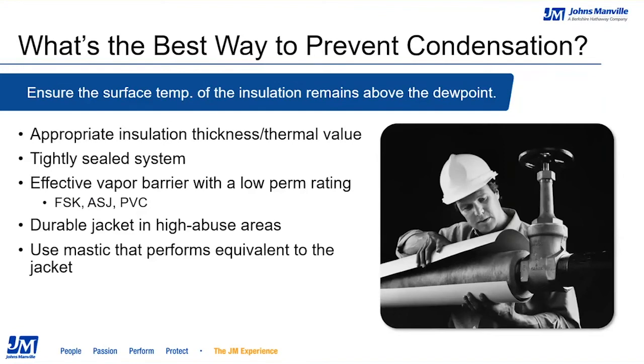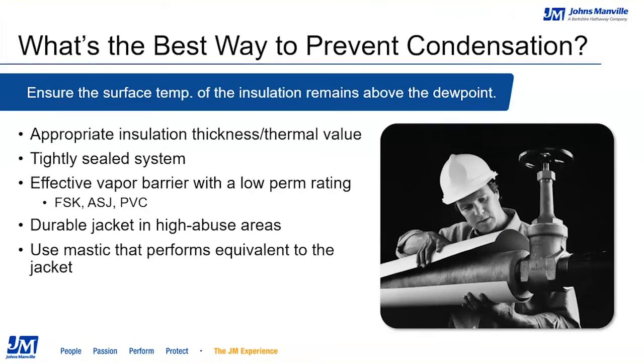The second factor is making sure the system is fully and tightly sealed. Just like the way heat travels, moisture wants to travel from the high point of concentration to the low point of concentration. So you want to make sure you account for that by creating a barrier. And that would include vapor barrier jackets with low permeability ratings, like ASJ, FSK, and PVC, as well as mastic.